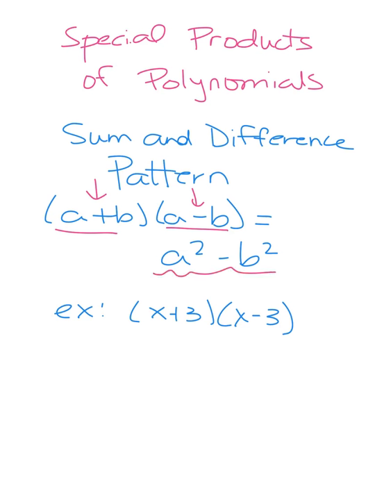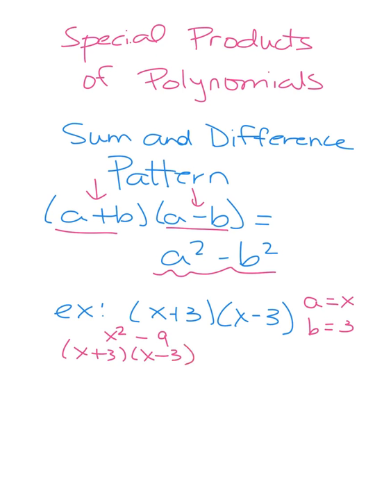So for example, if I have x plus 3 times x minus 3, my a value is x and my b value is 3. So I can take my a squared, which is x squared, minus my b squared, which is 3 squared, which gives me 9. I tell my students that they're welcome to use this pattern, but if it gets confusing, it's just as easy to use FOIL.